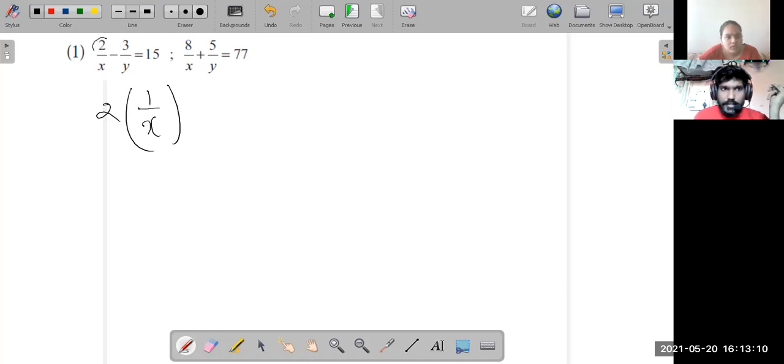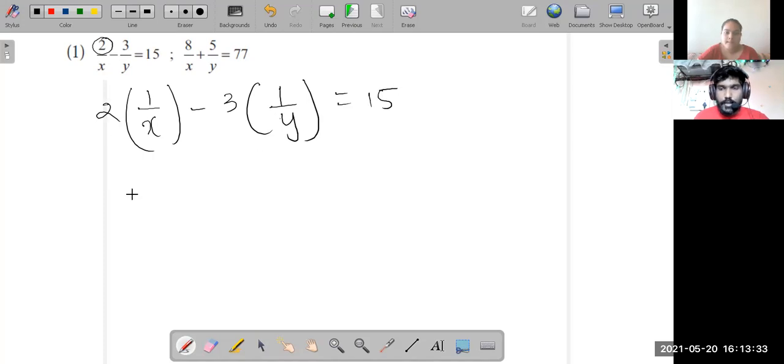2 is there in the numerator. So 2 will be inside, right? No, what is in the numerator, you write it outside the bracket. Okay, so 2 and then 1 upon x inside, and then 3 and then 1 upon y inside, is equal to 15. Similarly, for the second one, what will you write outside the bracket?